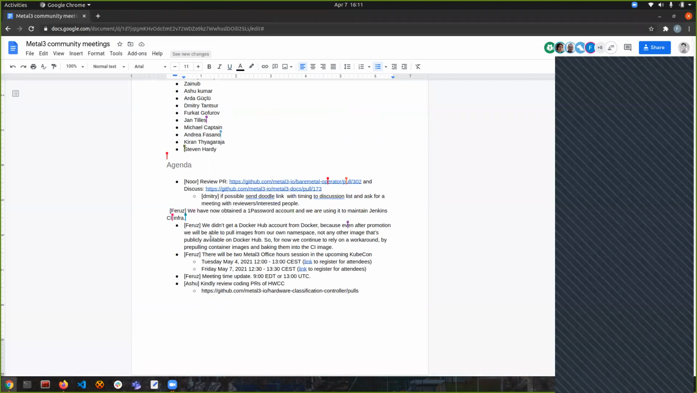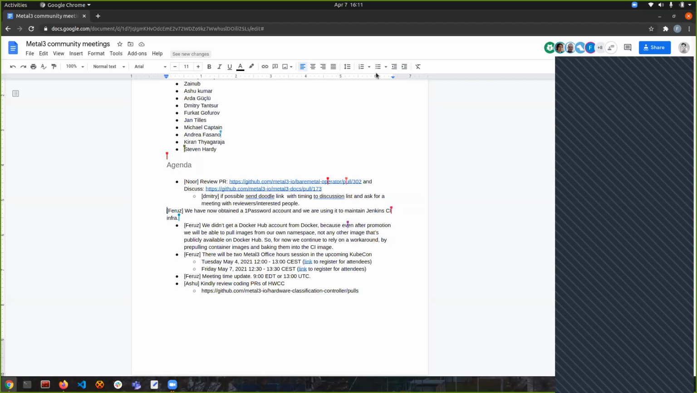Regarding the 1Password, you probably saw an email where I was asking if there were any objections to us applying for 1Password. Basically, we recently got a 1Password account as a CNCF project or open source project, and we are now using it in our Jenkins infra to securely share the keys between the folks who are maintaining the Jenkins CI for the Metalcube. So this was just an update.